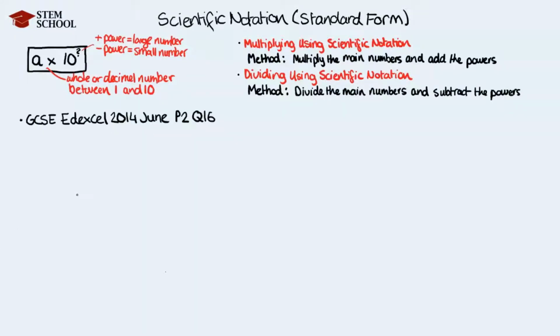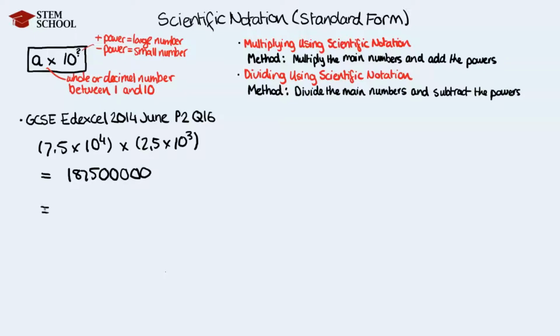Now this question here involves multiplying with scientific notation. The question is simply asking us to multiply 7.5 times 10 to the power of 4 by 2.5 times 10 to the power of 3. So this is a calculator exam, so we can put this into the calculator and we'll get a big number, which is 187,500,000. And as always, we have to put the final answer in scientific notation.